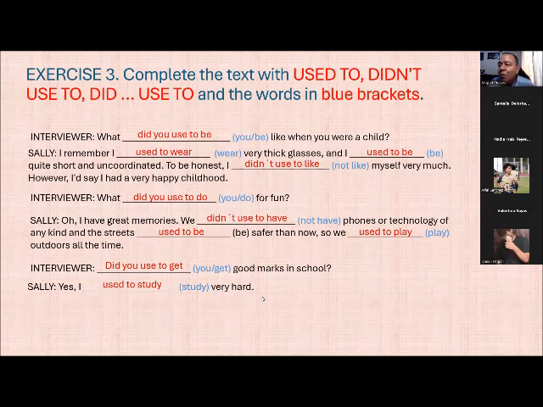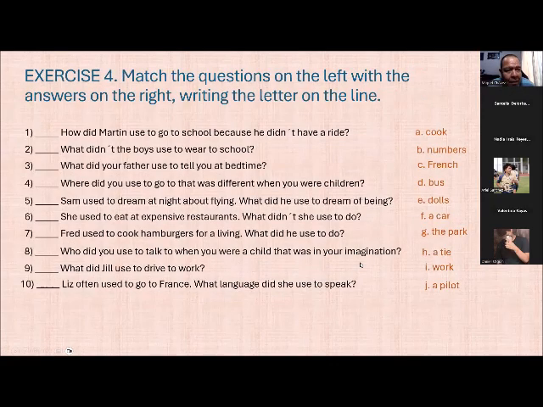Yes, you were right. Thank you so much for your great help, Daniel and Valentina. Okay, let's see then our last exercise, number 4. Match the questions on the left with the answers on the right, writing the letter on the line. If you check here, we have 10 questions, and in the second column, we have the possible answers. A volunteer for number 1, please.